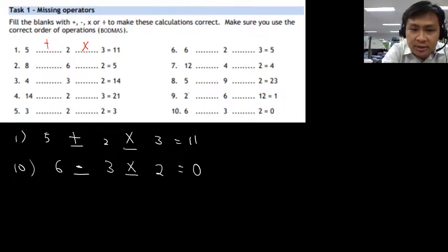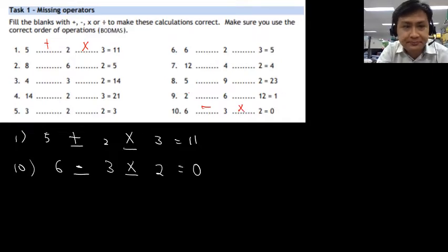Everyone clear on this? Yep. Okay, sorry, so yeah, it will be minus and times.